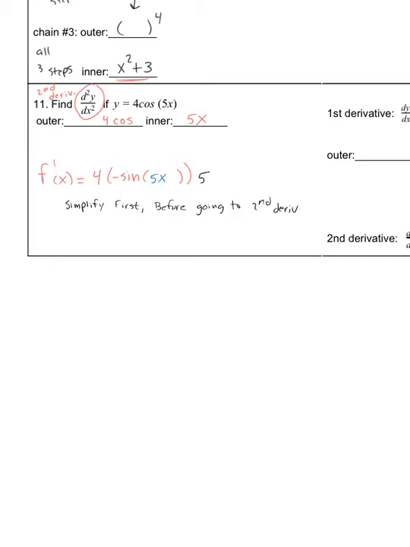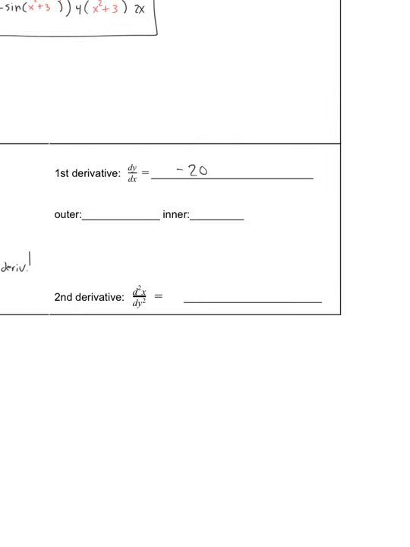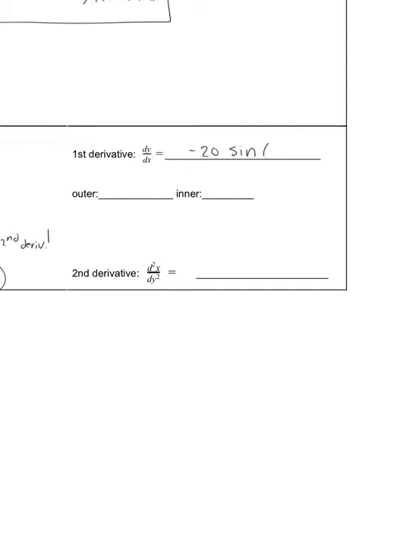All right, so if we simplify, that's huge. You got to simplify. So if we simplify our first derivative, f prime of x, we just multiply the 4, the negative 1, and the 5, and we get negative 20 sine of 5x. That's our first derivative. All right, so let's put that up here. Negative 20 sine of 5x. Now we're ready to just do it again. So we take the derivative of the first derivative to get to the second derivative. The outer function is sine, so don't forget negative 20 sine. The inner function is 5x.